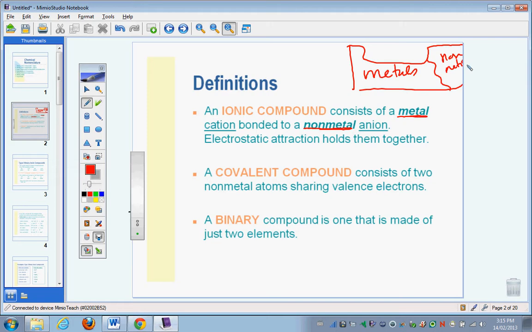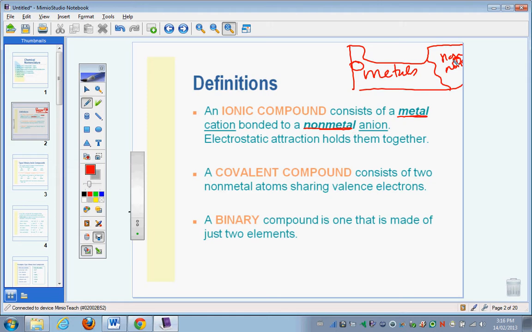So if you remember that, then when you hear the name sodium chloride, table salt, you know that sodium is over on the left, it's a metal, and chloride is over here on the right, it's a non-metal. So sodium chloride is an ionic compound.